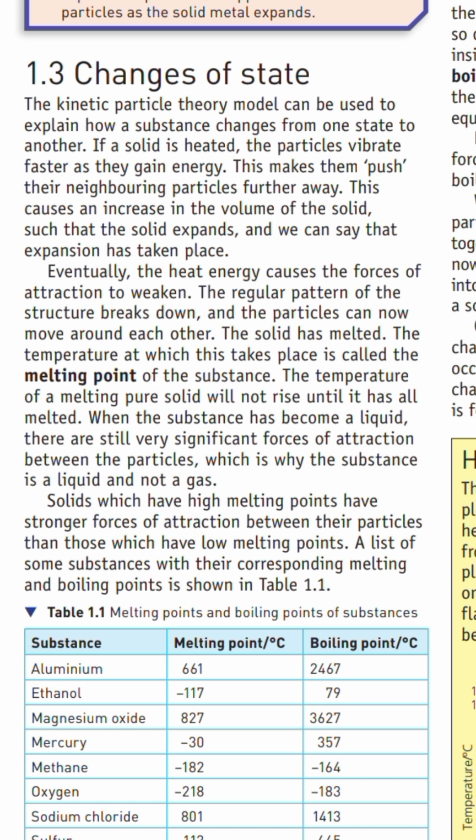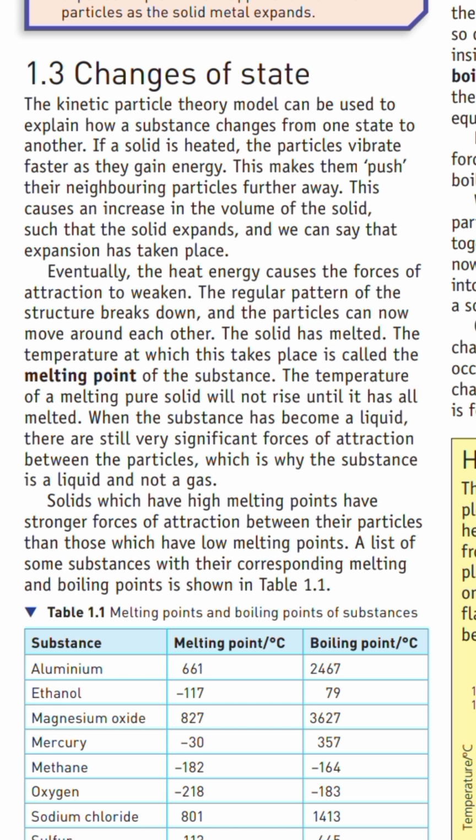The temperature at which this transformation occurs is known as the melting point. For example, ice melts at 0 degrees Celsius. When a solid melts, the temperature stays constant until all the solid has turned into a liquid. This is because the heat energy is used to break the bonds between the particles rather than increase the temperature. Once the melting is complete, the temperature of the liquid starts to rise again.